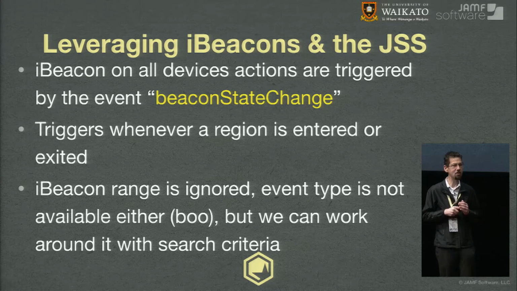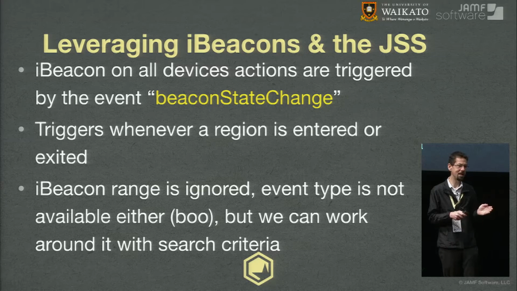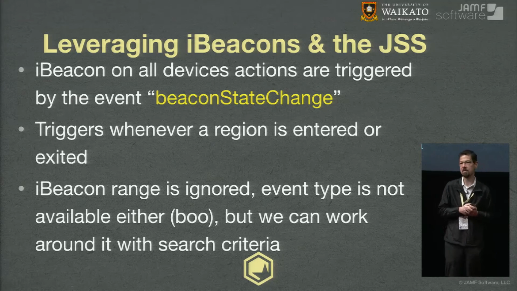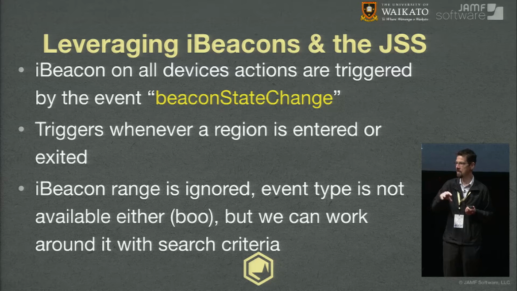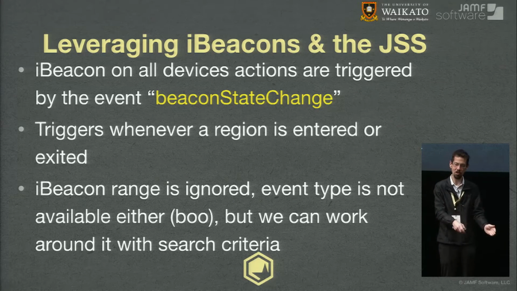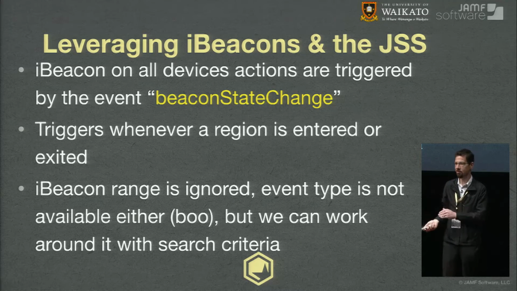So to trigger an action in the JSS, you need to set up a custom trigger called beacon state change. So you all know in the JSS there is a trigger on self-service, trigger on a recurring schedule, trigger on login startup. This is a custom trigger, and you just type the word beacon state change, and that means I've seen a beacon and I've recognized it. So that triggers twice, not once. It triggers when you enter the beacon region. It also triggers when you exit the beacon region.